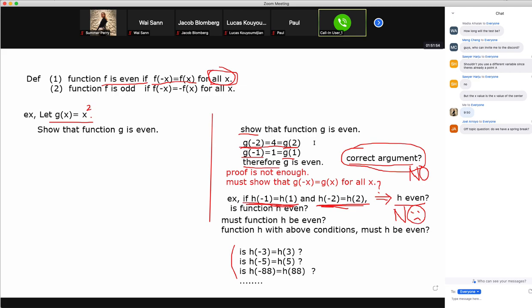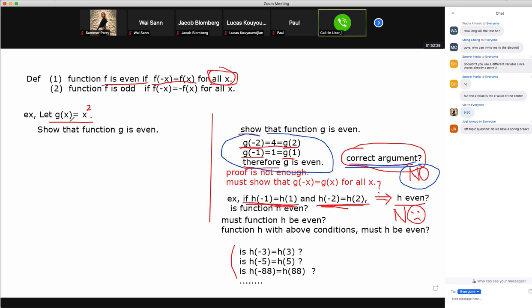Therefore, if you give me a proof like this, once again, a proof like this right here, then this will be an incorrect argument. Is it the correct argument? No. Therefore, you are not going to get any credit. This is incorrect. The proof is incorrect. It's not enough. I should say it's insufficient.